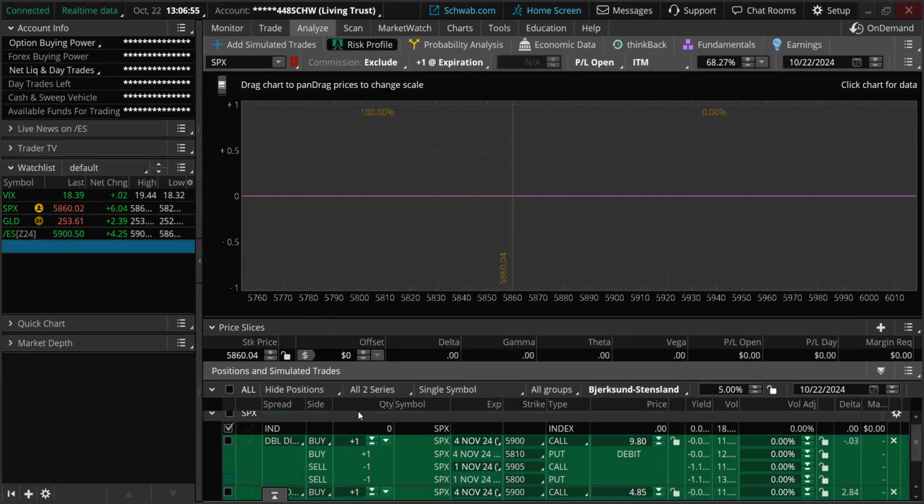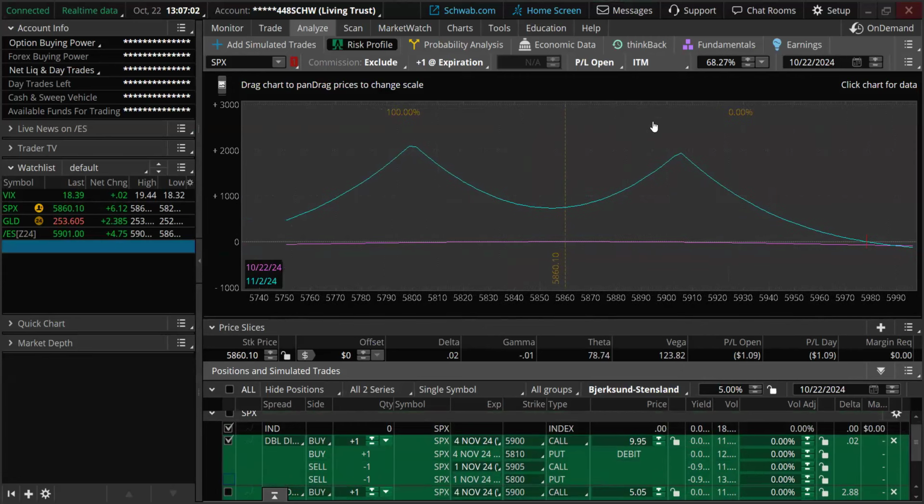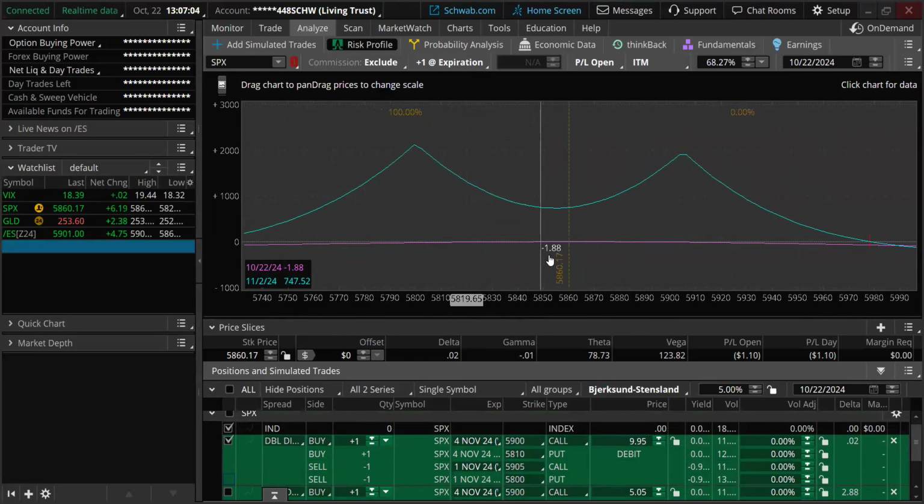So you can put on double diagonals, which means you have a short and a long on each side. So here's an example. Now with this trading at 58.60, I bought the 5900 call, sold the 5905 call. Now this is for a week from Friday, which is what I normally do, usually go out to the next Friday, not the Friday of the week I'm in, but the next one. So I did that with the call side.